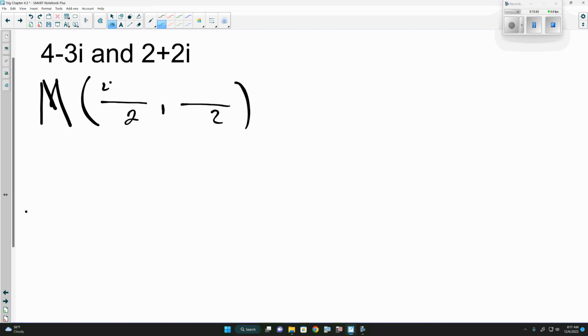So our x values are going to be 4 plus 2. Our y values are essentially negative 3 and 2. Well, for x, we have 4 plus 2, which is 6, divided by 2, which is 3. Negative 3 plus 2 is negative 1. Over 2 is negative 1/2.